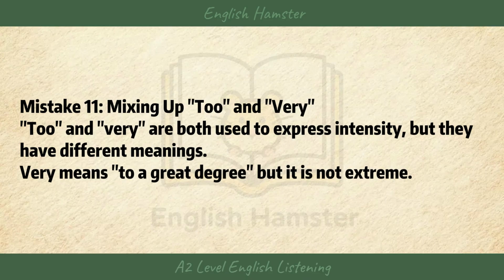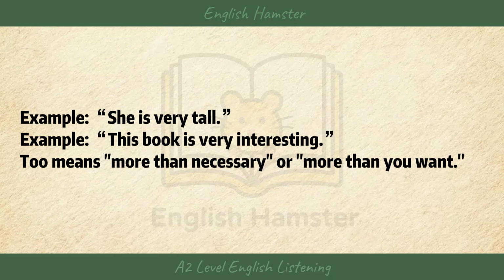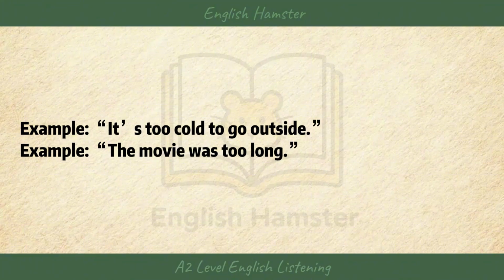Mistake 11. Mixing up too and very. Too and very are both used to express intensity, but they have different meanings. Very means to a great degree, but it is not extreme. Example: she is very tall. Example: this book is very interesting. Too means more than necessary or more than you want. Example: it's too cold to go outside. Example: the movie was too long.